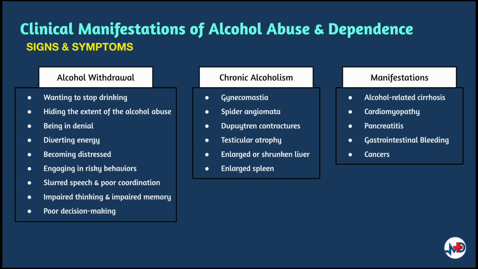How about the signs of chronic alcoholism? Here you would expect one to have gynecomastia, spider angiomata, Dupuytren's contractures, testicular atrophy, enlarged or shrunken liver, enlarged spleen, and parotid enlargement as well. How about other manifestations of chronic alcoholism? Well, in situations where there's portal hypertension, you may expect one to have gastrointestinal bleeding due to esophageal varices, hepatocellular carcinoma if it's secondary to a viral hepatitis, alcohol-related cirrhosis, having cardiomyopathy, as well as pancreatitis.